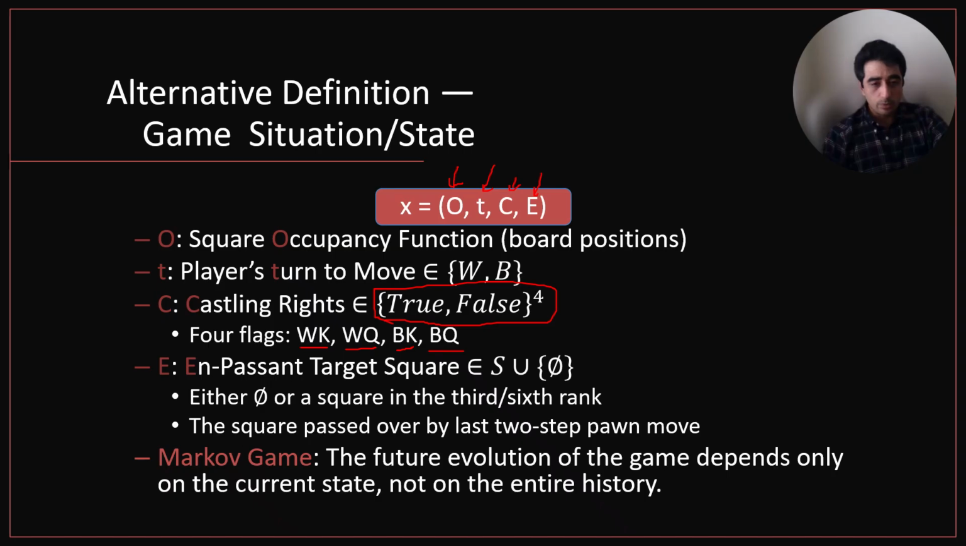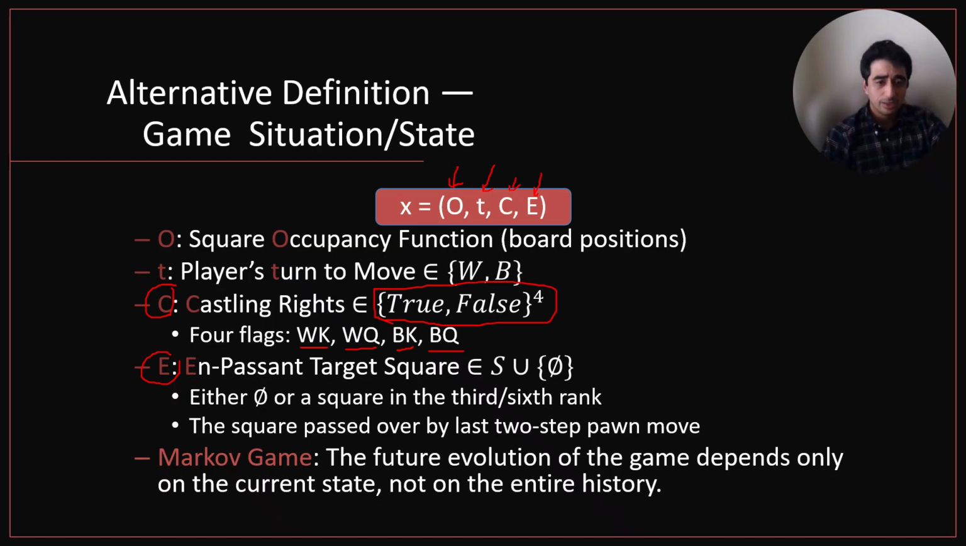But the reason that we need to bring the E, en passant, and C, castling rights, into the game situation is because we're going to define the chess game as a Markov game. We don't want to store the whole history of moves. And that's the price you need to pay. You need to make your game situation a little more complicated if you don't want to store all the positions from the very beginning to the current position. You need to store a few other pieces of information.